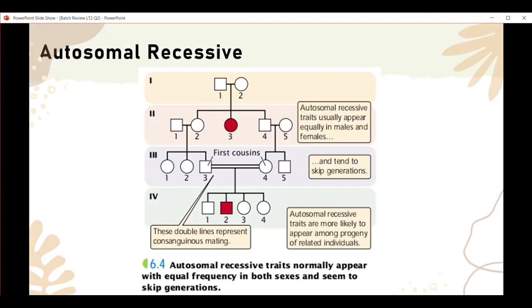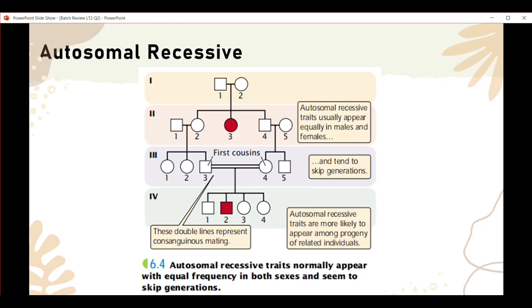Another one is autosomal recessive. In this case, since it is recessive, we would expect that it would skip generations. Another thing is that autosomal recessive traits usually appear equally in males and females, so that's why it's autosomal. So one female, one male, equally males and females are affected by autosomal recessive traits. Again, skip generation. And autosomal recessive traits are more likely to appear in progenies of related individuals. So if you see a consanguineous marriage, more likely it's pertaining to autosomal recessive.